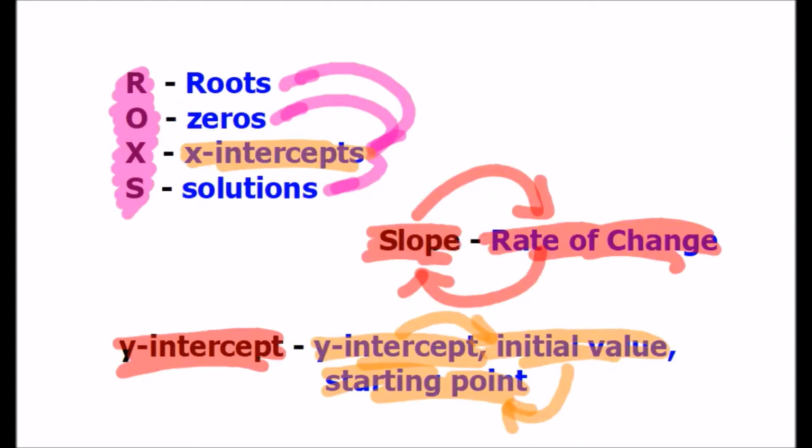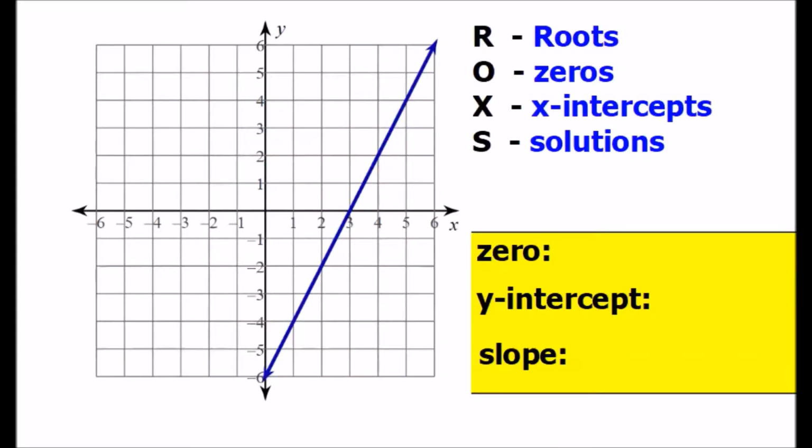So what does all this mean? Check it out. We have this graph right here, and it's asking, look right here in the yellow, it's asking for the zero. I even wrote it up here. What does it mean when it says zero? Well, zero is part of my ROCKS, which is already here, and zero means the x-intercept.